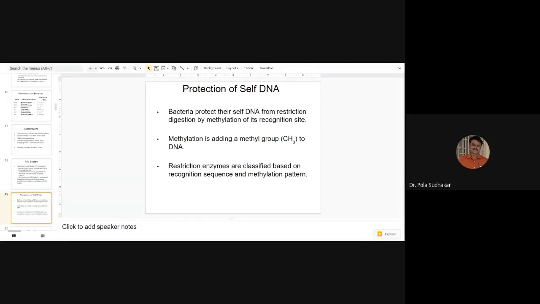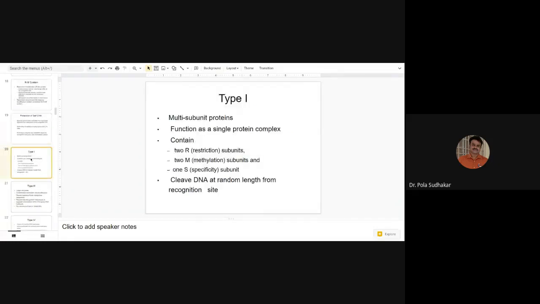Restriction enzymes are classified based on the recognition sequences and methylation patterns. There are 4 classes of restriction enzymes: type 1, type 2, type 3, and type 4. The most widely used enzymes are type 2 enzymes. Type 1 enzymes are multi-subunit protein enzymes that function as a single protein complex containing 2 restriction subunits, 2 methylation subunits, and 1 specificity subunit. They cleave DNA at a random length from the recognition site. These are the properties of type 1.